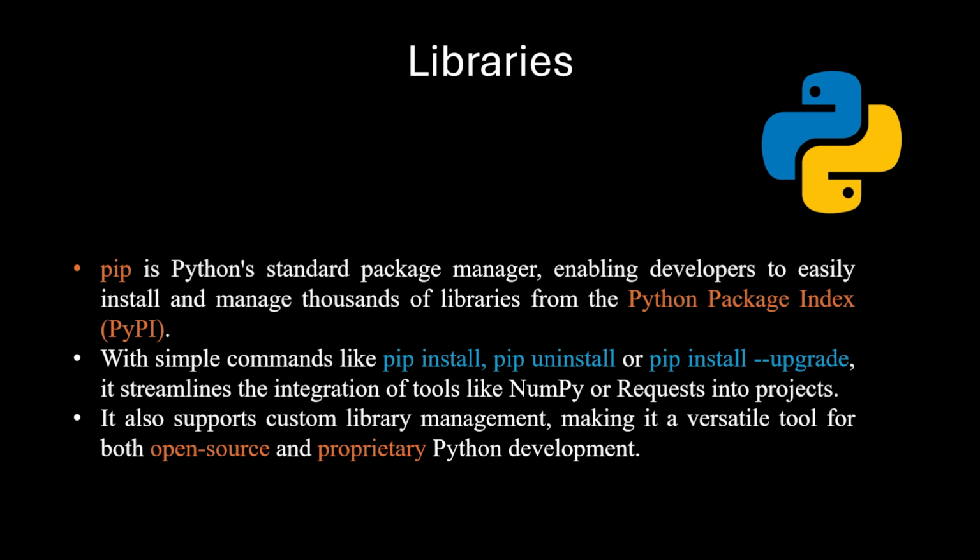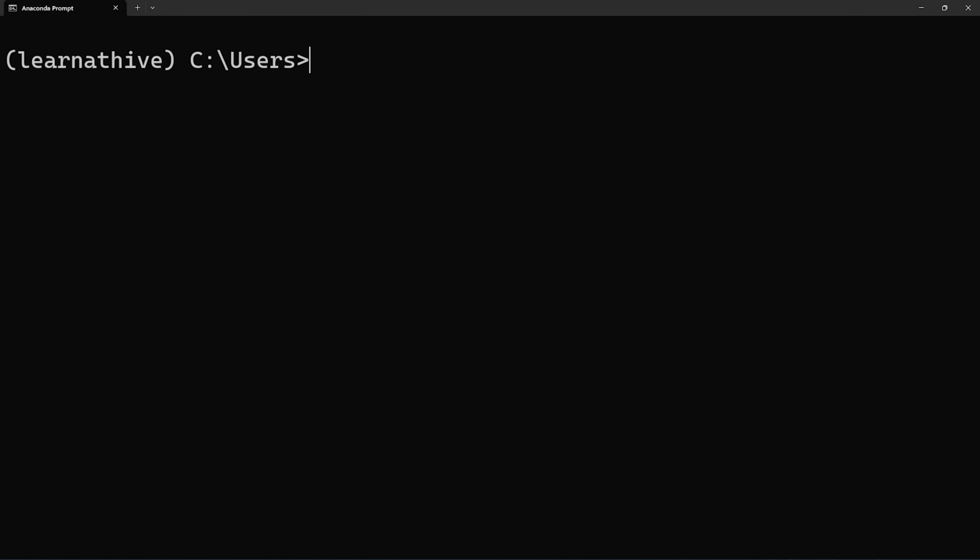Beyond basic installation, pip offers advanced features like version control, allowing developers to specify exact library versions for compatibility or to ensure reproducibility across different environments. It also supports the installation of custom or proprietary libraries, enabling developers to manage in-house packages with the same ease as open source ones. So let's type pip install numpy.